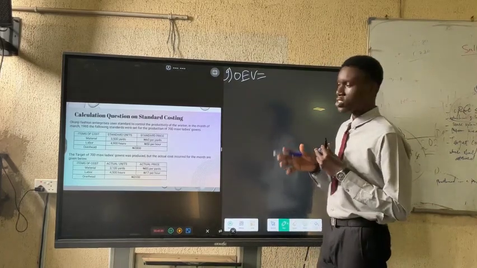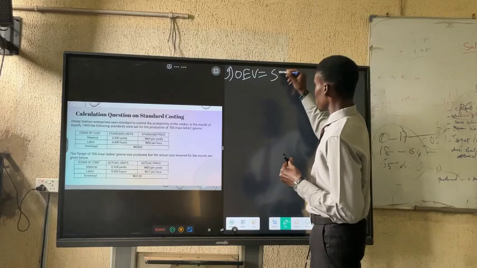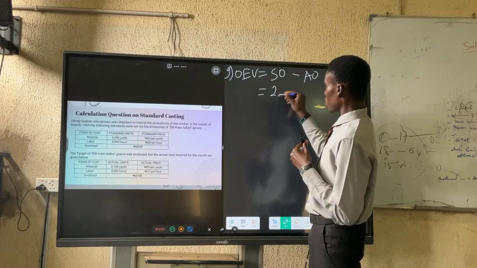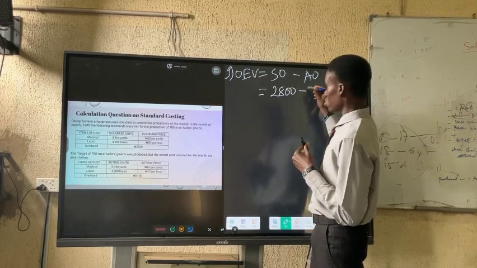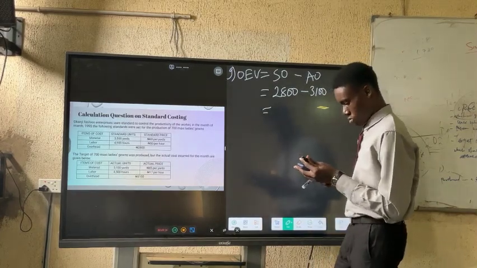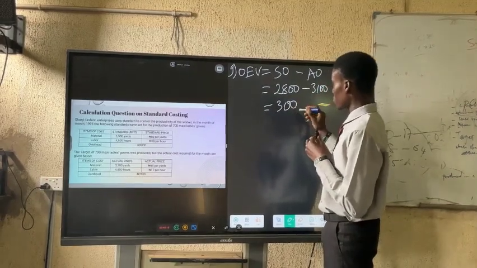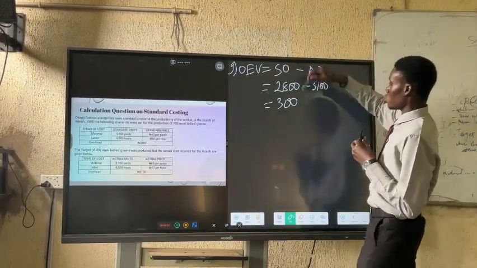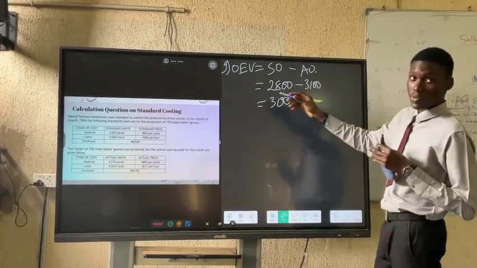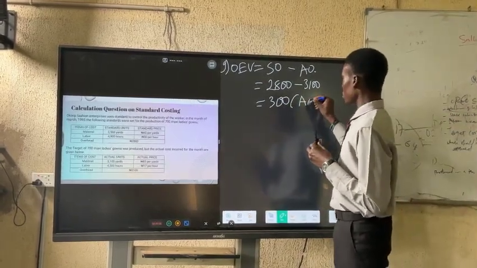So overhead expenditure variance is, like I said before, very simple. Here, we take our standard overhead minus our actual overhead. That is 2,800 minus 3,100, and that gives us 300 naira. Since our standard is lower than our actual, it is adverse, because we planned to spend 2,800 and we ended up spending 3,100. So this is adverse.